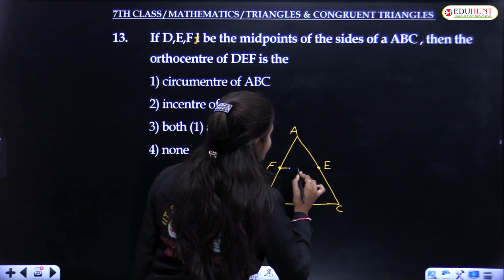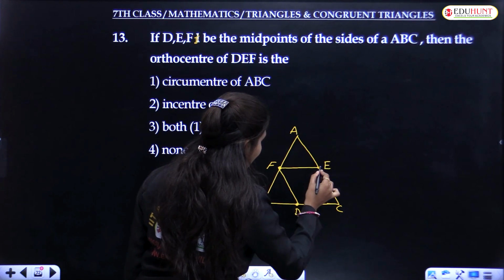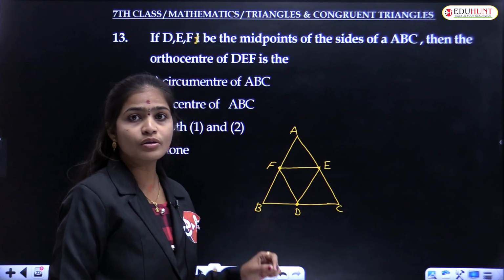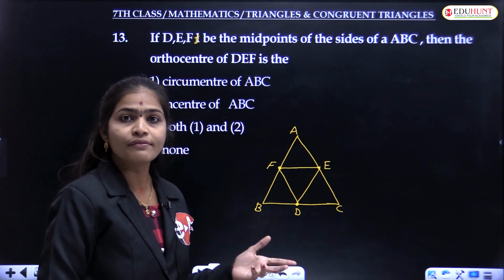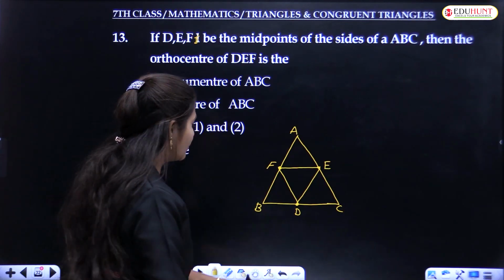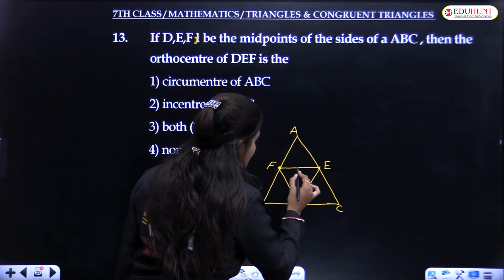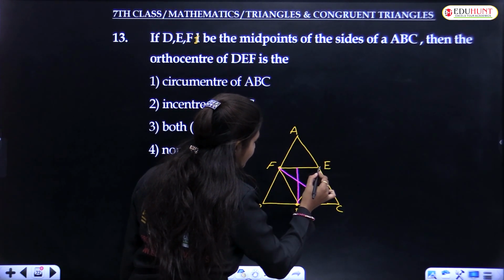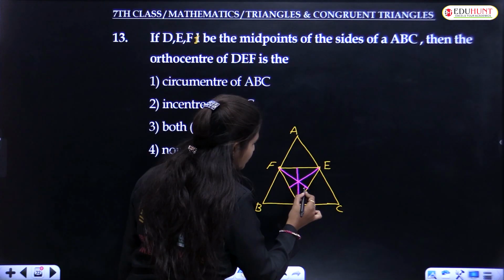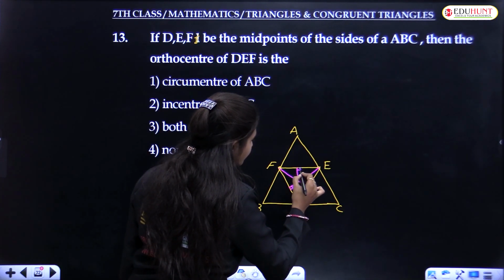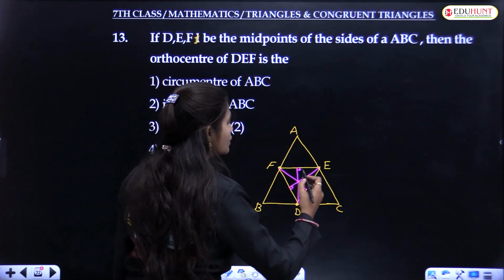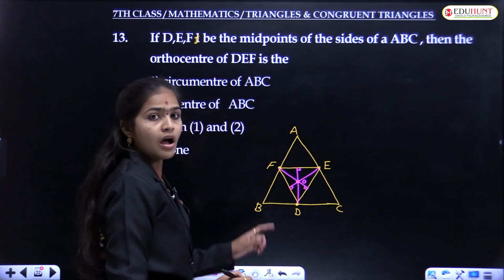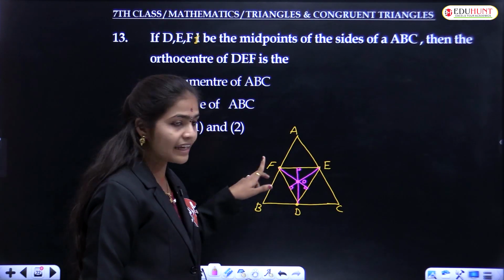So here when you join these three, you can observe another triangle, that is DEF. So here what they are asking is the orthocenter. Orthocenter is the point of concurrence of which lines? That is the altitudes only, no. So here draw the altitudes. This is one of the altitudes, this is another altitude, and this is another altitude. Okay, children, altitudes. So here this is the orthocenter. So the orthocenter of the triangle DEF we got here.